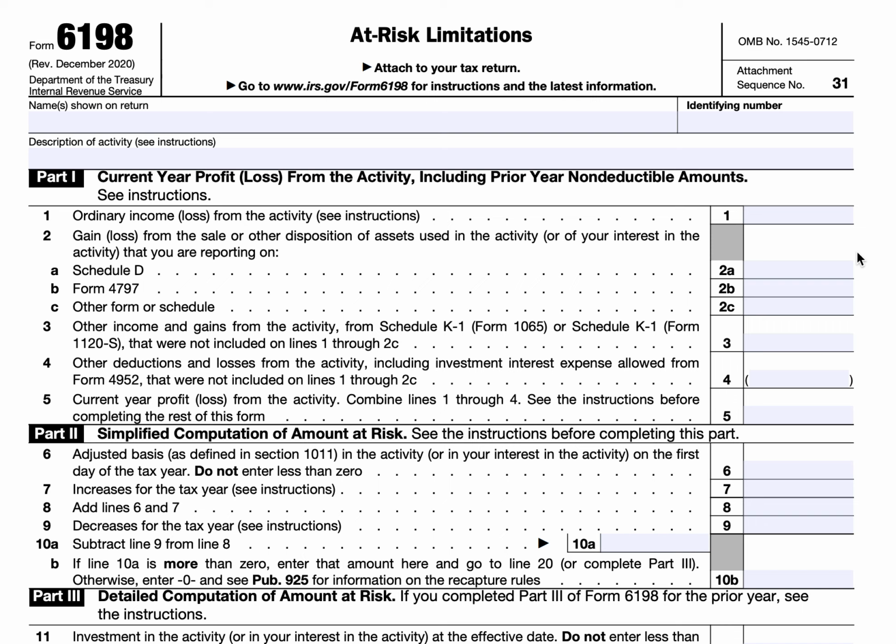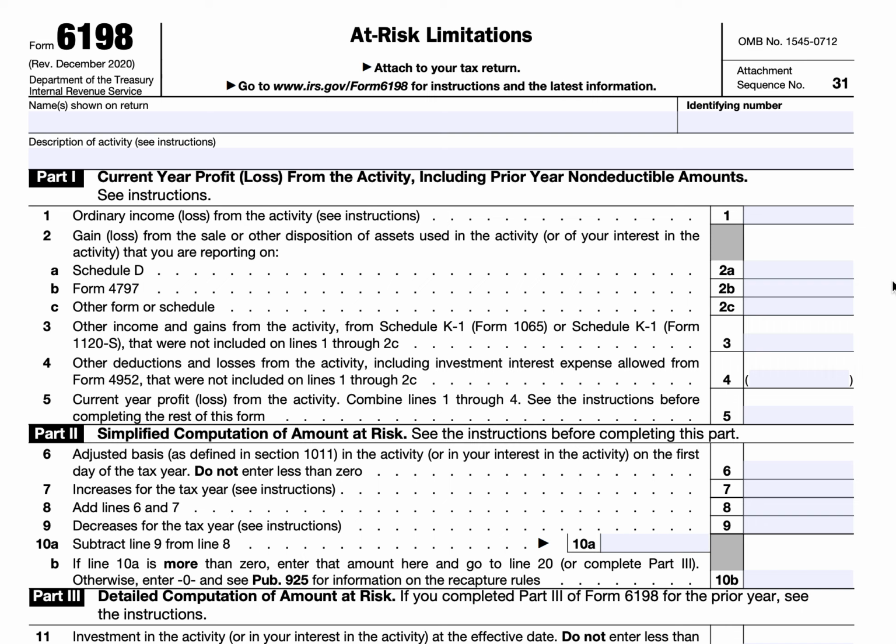In lines 2A, 2B, and 2C, this is where you are going to enter your capital gains and losses. So in line 2A, you'll enter your gains or losses from Schedule D. In 2B, you'll enter the gains and losses from the disposition of assets that you reported on Form 4797, and then on 2C, if there was another form or schedule that you used, then you'll enter that.